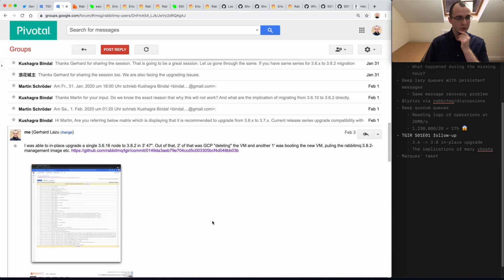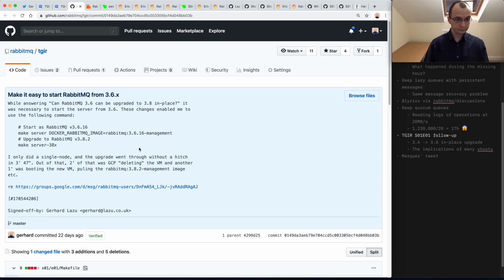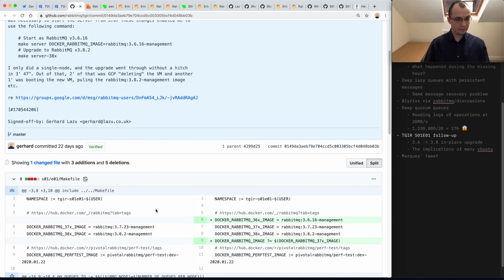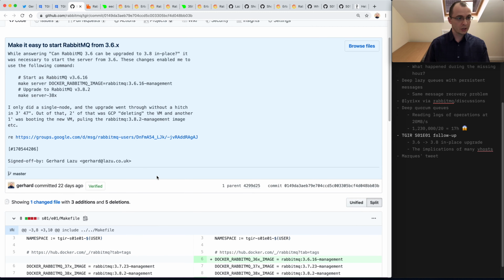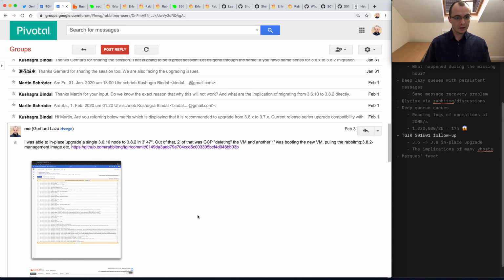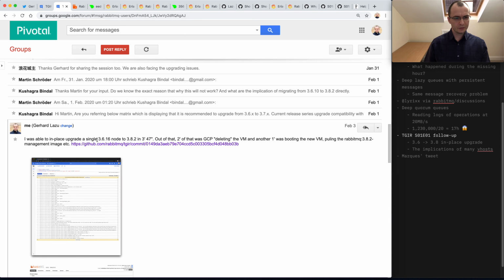And one of the questions was how to upgrade from 3.6 to 3.7? Is it supported? And we were able to perform an in-place upgrade. I did exactly the same process as I did from 3.7 to 3.8. I just added a new image, and we can see the instructions here. The conclusion is that going from 3.6.16 to 3.8.2 took 3 minutes and 47 seconds.